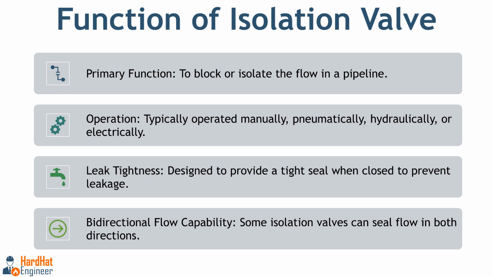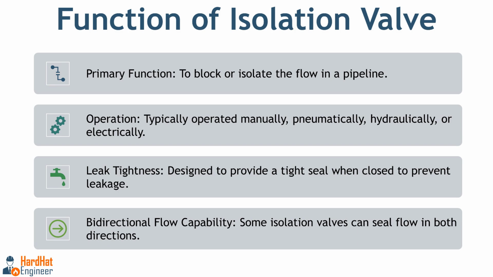The primary function of an isolation valve is to block or completely isolate the flow within a pipeline, ensuring safe and efficient system operation. These valves can be operated manually or through automated mechanisms like pneumatic, hydraulic, or electric actuators, depending on the application. A key feature of isolation valves is their ability to provide a tight seal when in the closed position, effectively preventing any leakage.